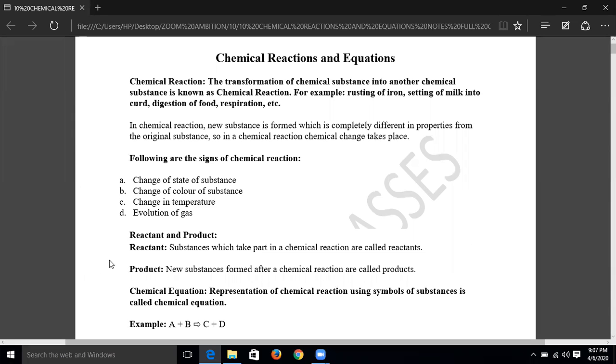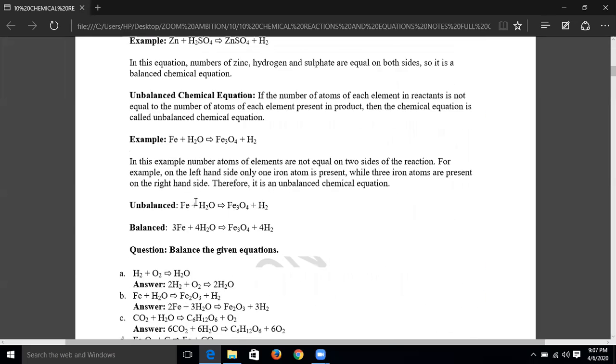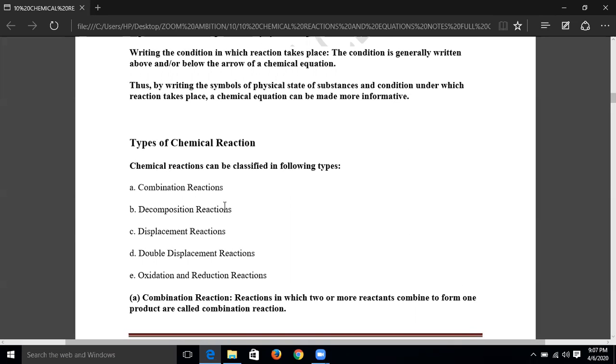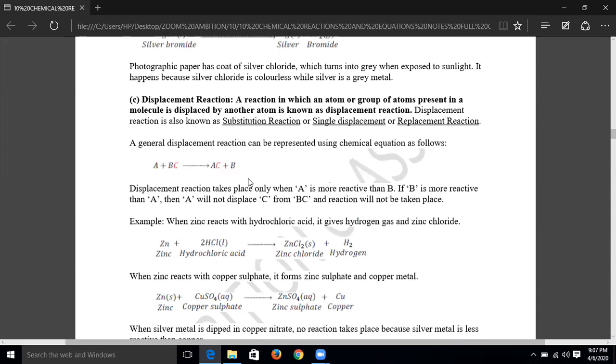Let us start. In the previous videos, we have discussed chemical reaction, reactant, and product. We have also discussed types of chemical reactions, displacement reactions and double displacement reactions. A reaction in which an atom or group of atoms present in a molecule is displaced by another atom is known as displacement reaction. This is also known as substitution reaction, single displacement reaction, or replacement reaction.